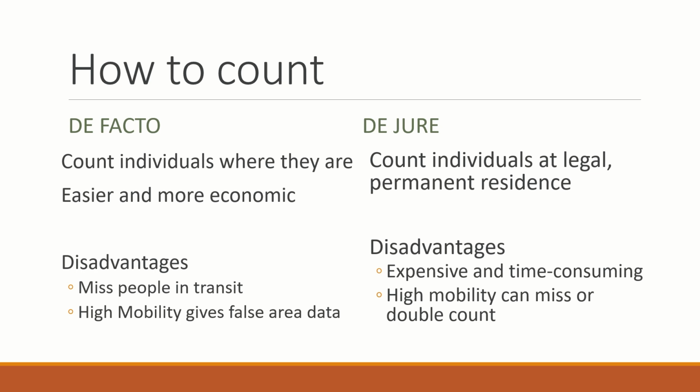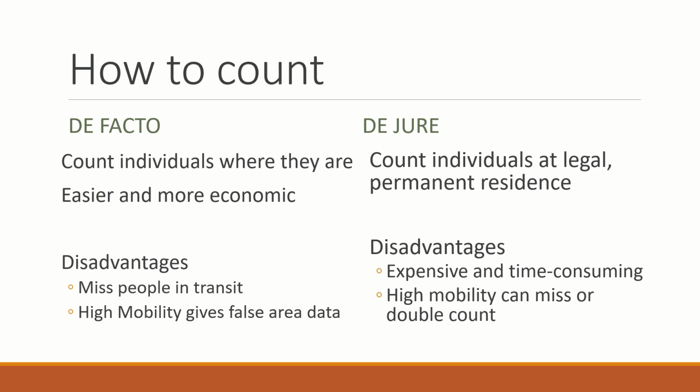This can create a false area data problem. With the de jure method, the disadvantages are, again, it's time consuming and expensive. You can sometimes miss or double count people when you have situations of high mobility as well. For example, how do you count college students? Do you use their home, where they grew up, or do you count them in the dorm? And since college students are highly mobile, this makes a big difference.